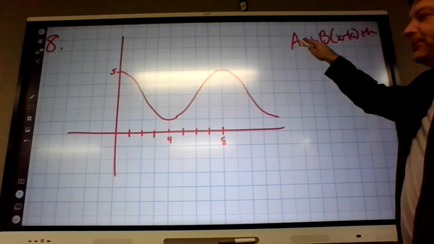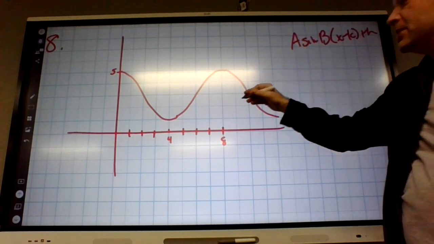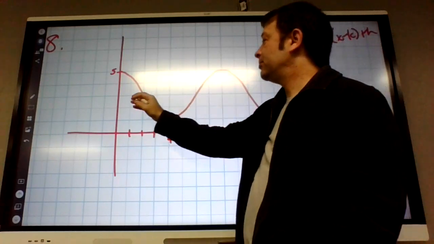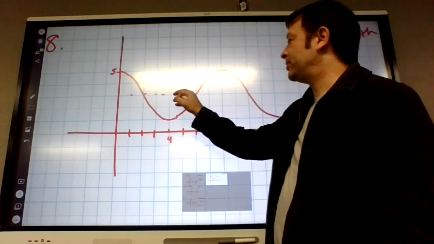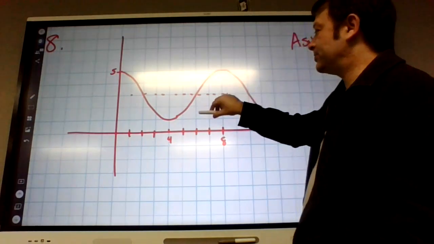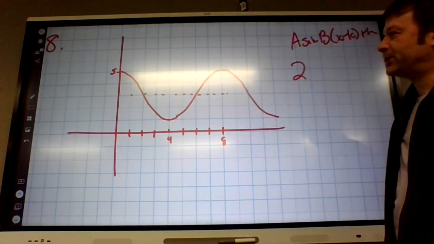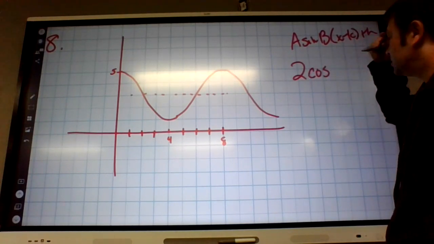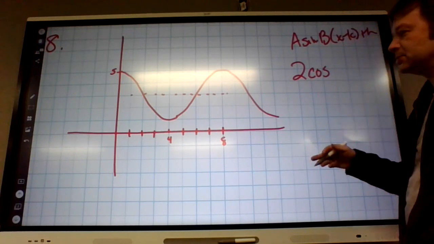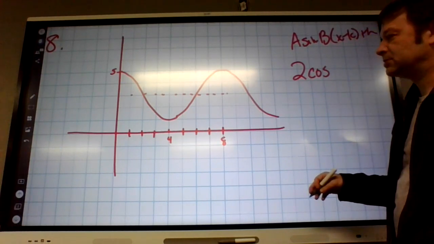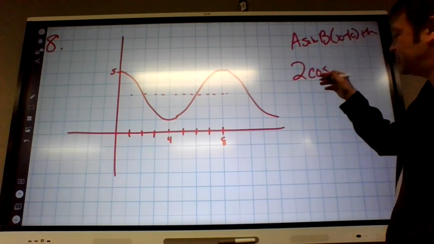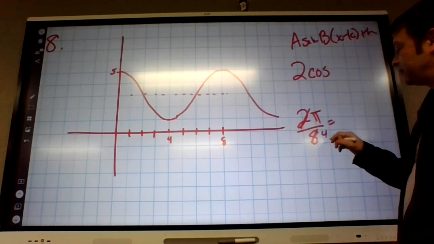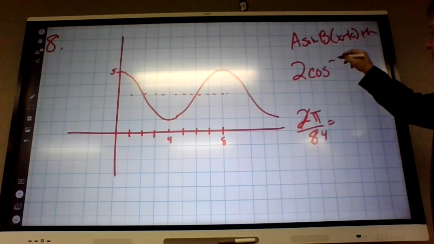What's the amplitude? 2. So we're going from 1 to 5. The height is 4. The amplitude would be half of that. Or you could say the middle between 1 and 5 is at 3. It's going up and down 2 from there. So the amplitude is 2. Does this look more like a sine or cosine function? What's the period? 8. So for the b value, we're going to do 2 pi over 8, which is 1/4 pi, or you could say pi over 4.